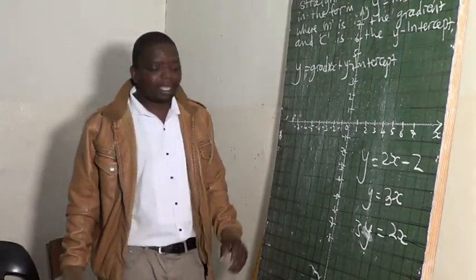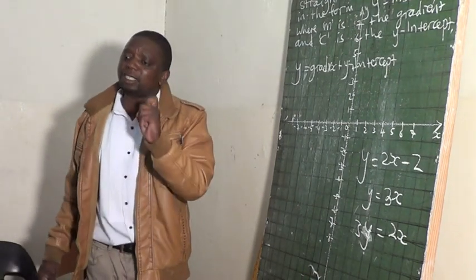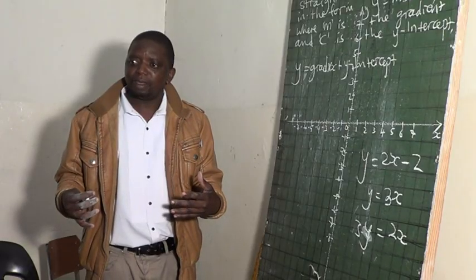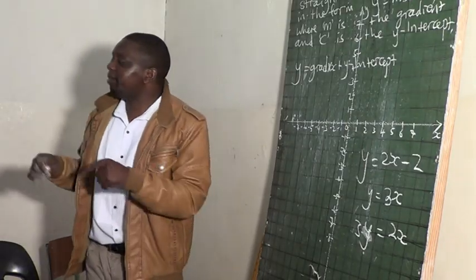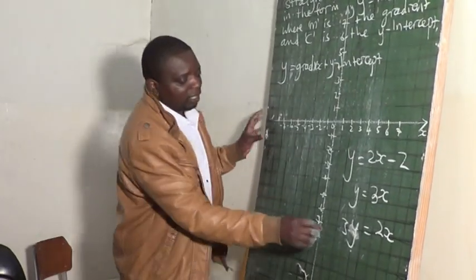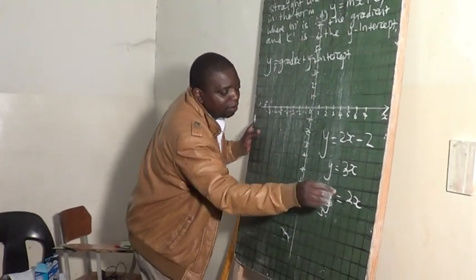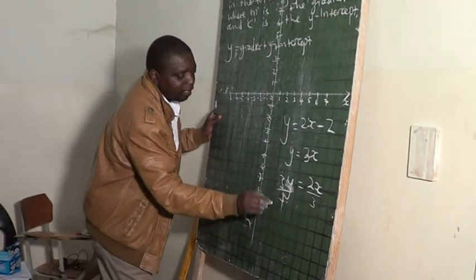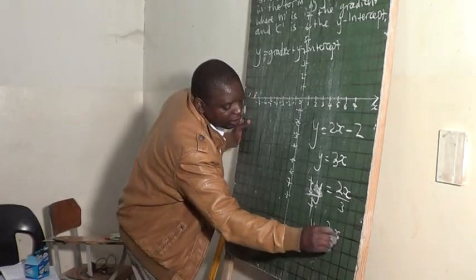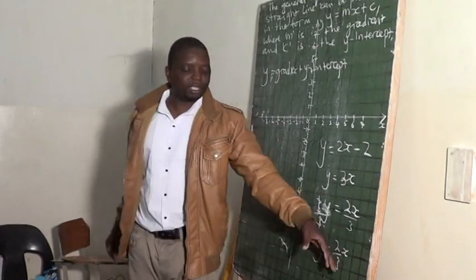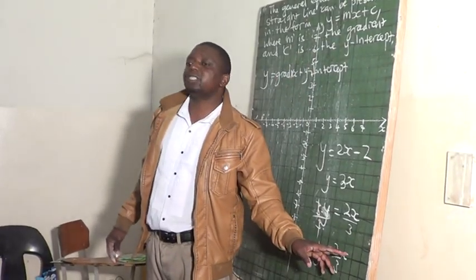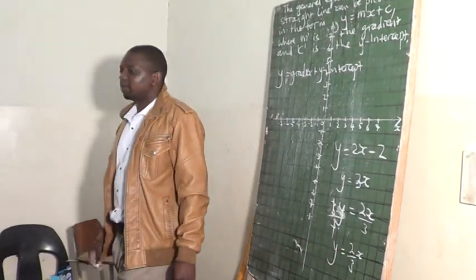The gradient is the coefficient of x when y is the subject of the formula. Meaning to say, first make y the subject, then you find the gradient. Making y the subject, we divide both sides by 3, such that y is equal to 2/3 x plus 0. When there's nothing there, we say plus 0. So the coefficient of x, 2/3, is the gradient.